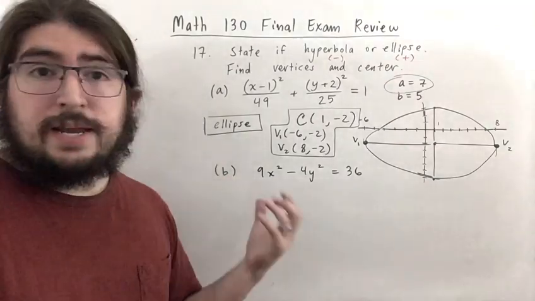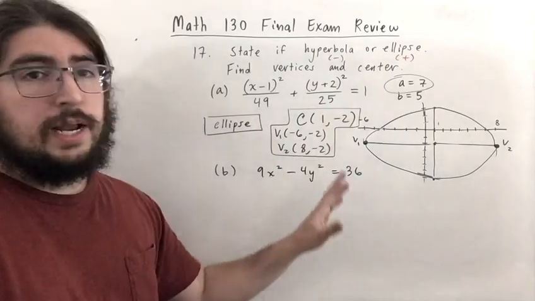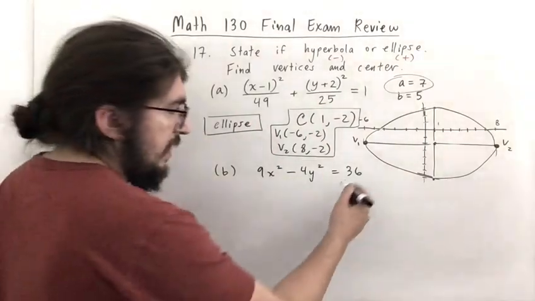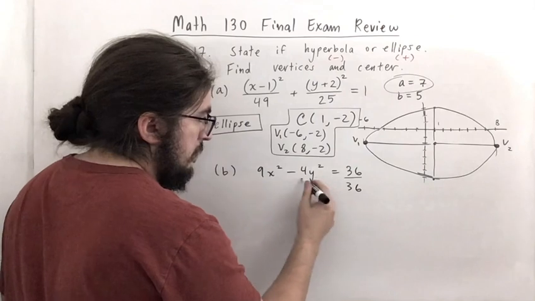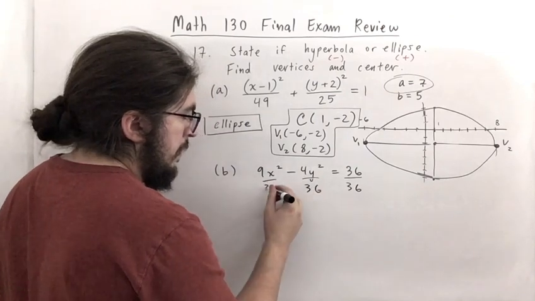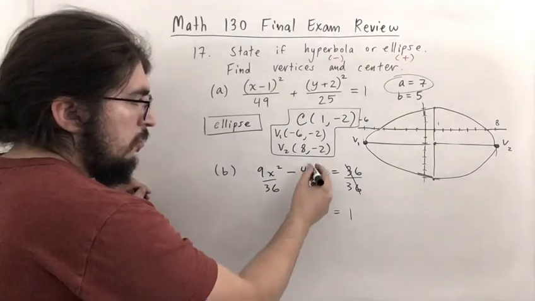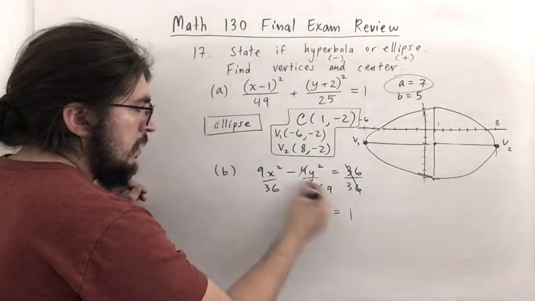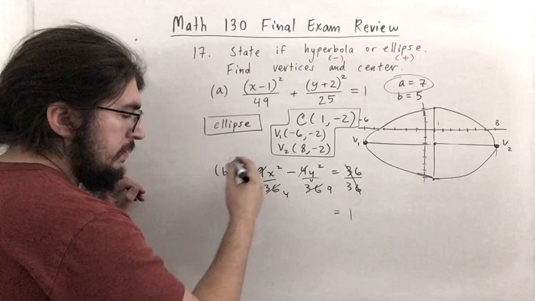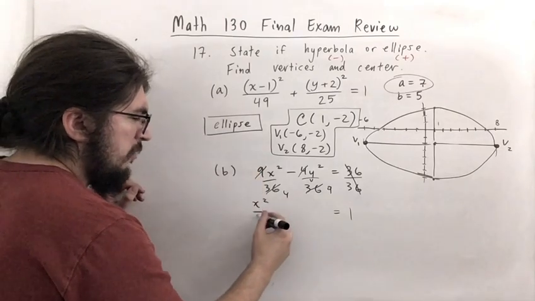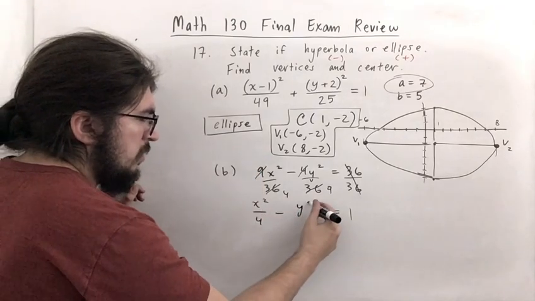So first off, the standard form is to get 1 on one side. There's a 36, so we're going to divide everything by 36 naturally. A cancellation, that's 1, just like we want. 4 goes into 36 9 times. 9 goes into 36 4 times. So we get x squared over 4 minus y squared over 9.